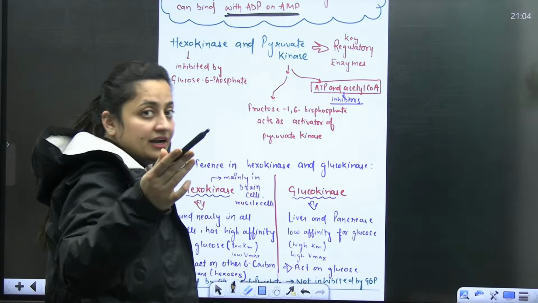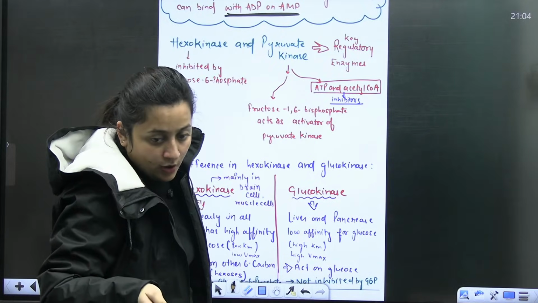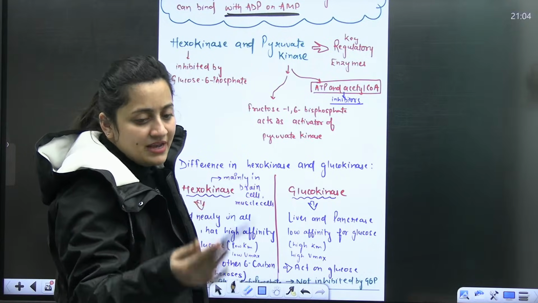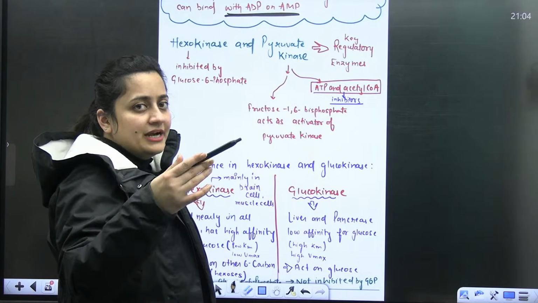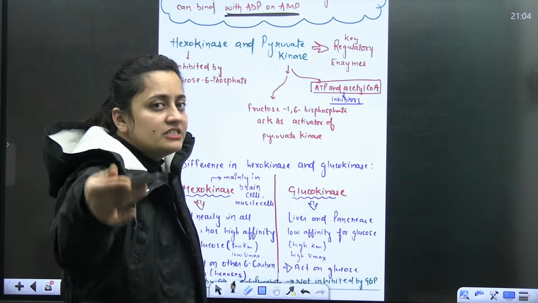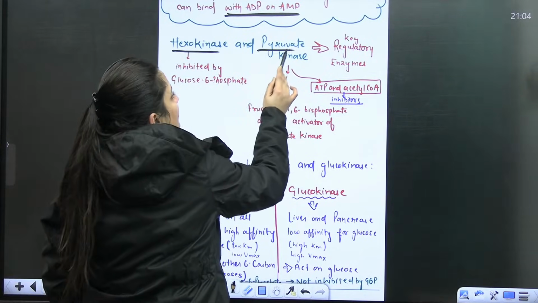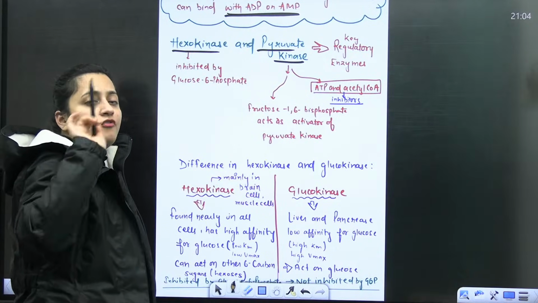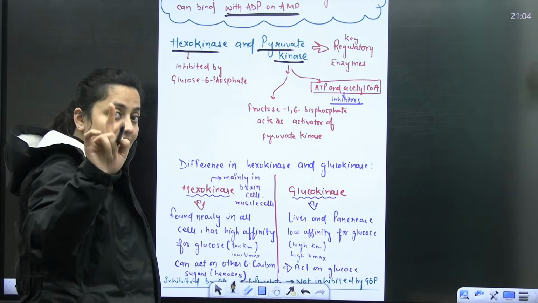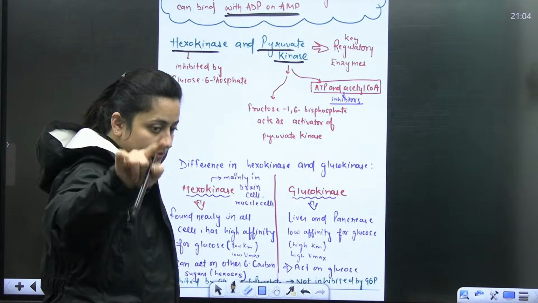So if there is high ATP, it will stop glycolysis. If there is high ADP and inorganic phosphate, then it will stimulate it. If there is high ADP or AMP, it will be stimulated. It is the main regulatory enzyme. The other two are also regulatory enzymes, but which one is the main? Your phosphofructokinase 1, right? ATP and citrate. Yes, you have to remember, important.